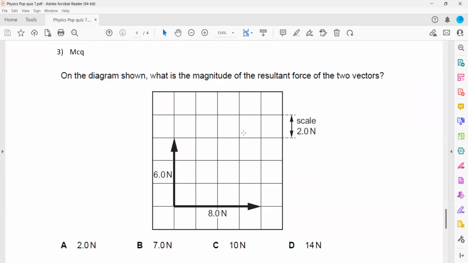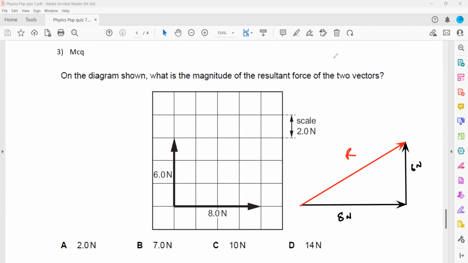On the diagram shown, what is the magnitude of the resultant force of the two vectors? Whenever two vectors are perpendicular to each other, you can do a scale diagram, or you can use the Pythagoras theorem, the calculation method. If we use the Pythagoras theorem, we have 8 Newton, and then we draw a 6 Newton. The two vectors are perpendicular. When we draw the hypotenuse, that will be the resultant.